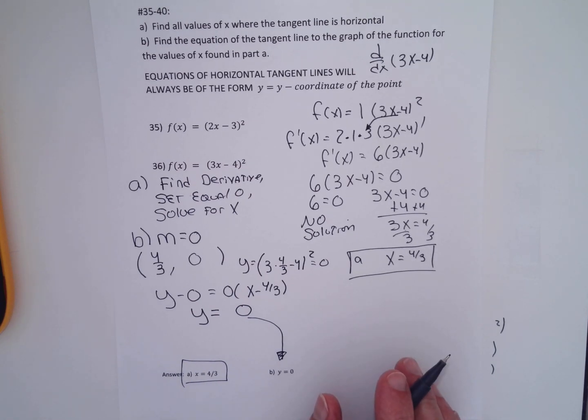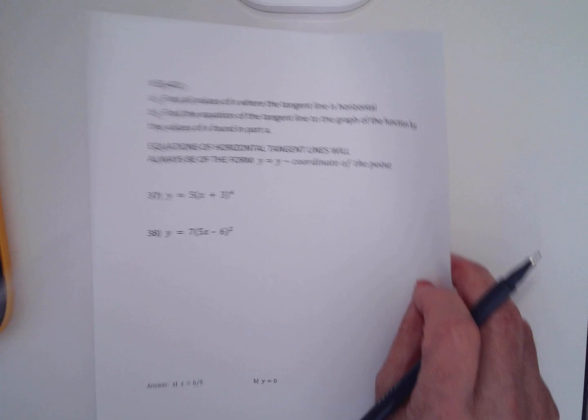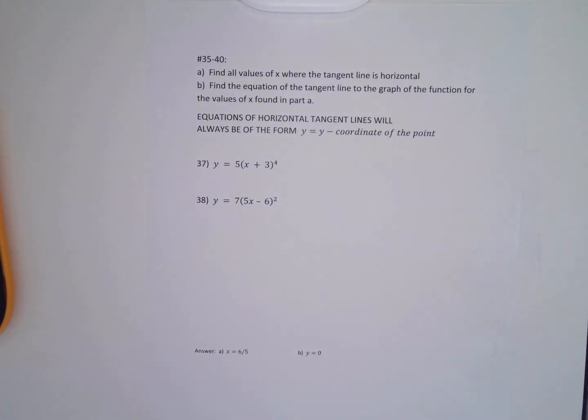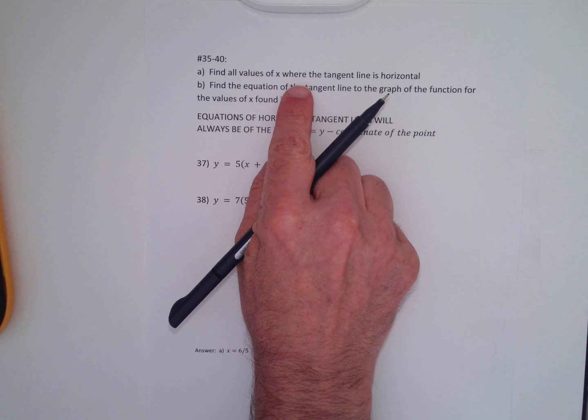Let's do one more, and let's actually do one of yours. Let's do problem 37 together. So this is your homework problem, but we can do it. And it's the last problem for the section. So for 37, find all values where the tangent line is horizontal.